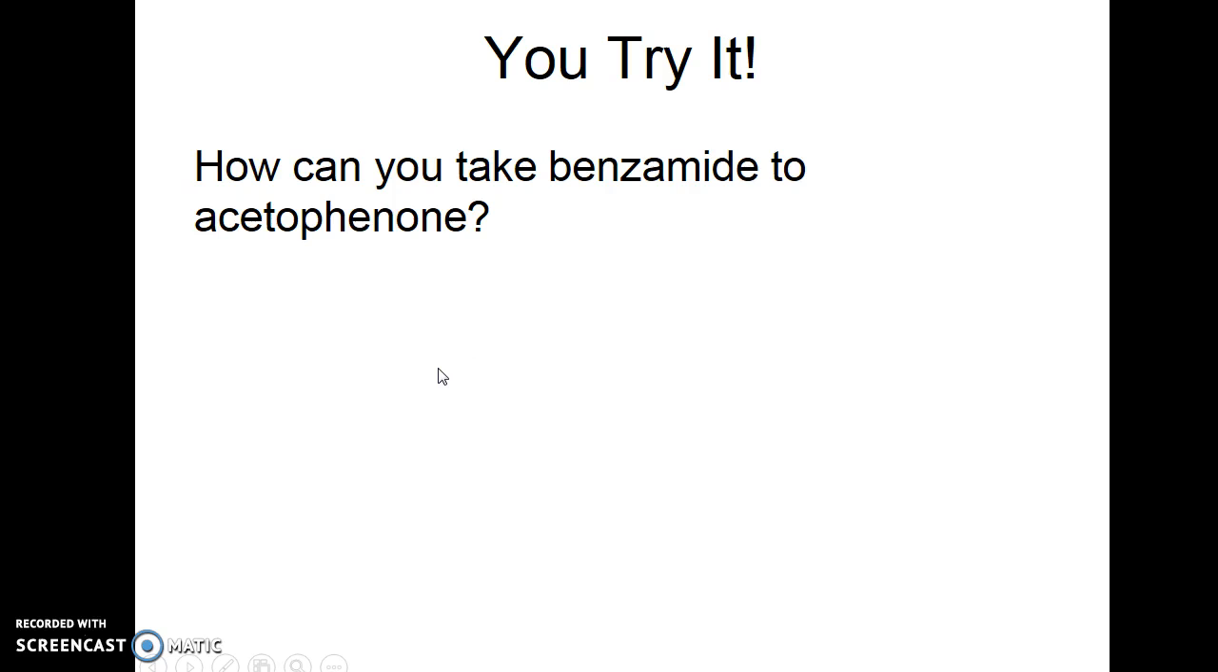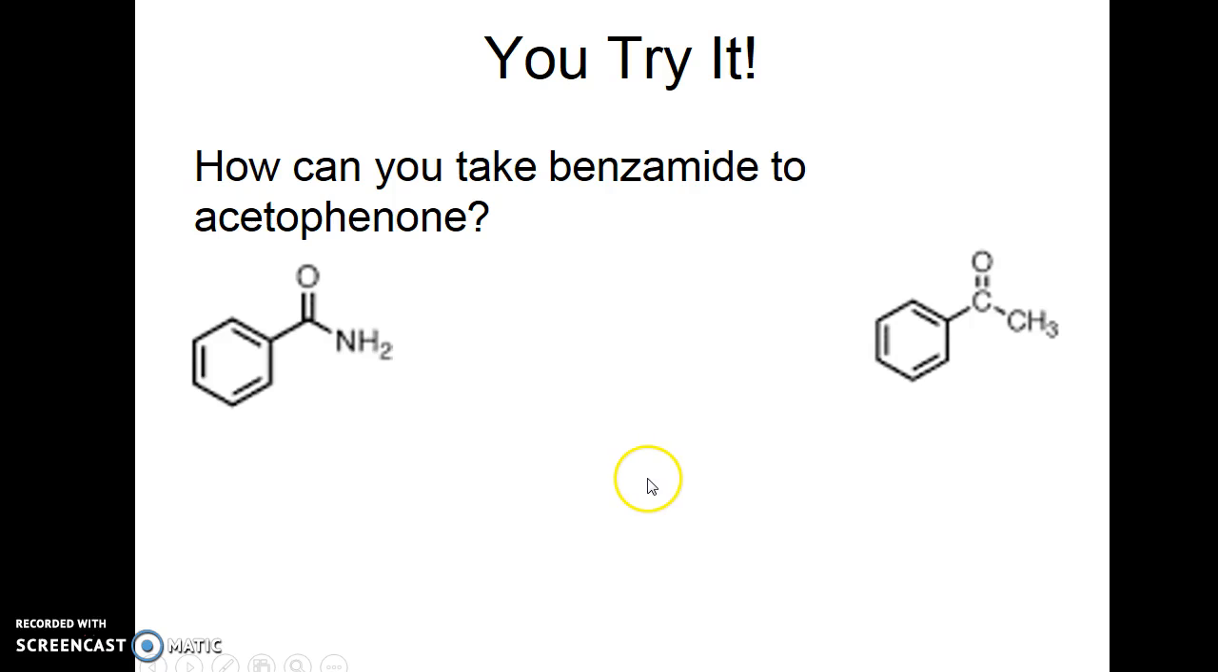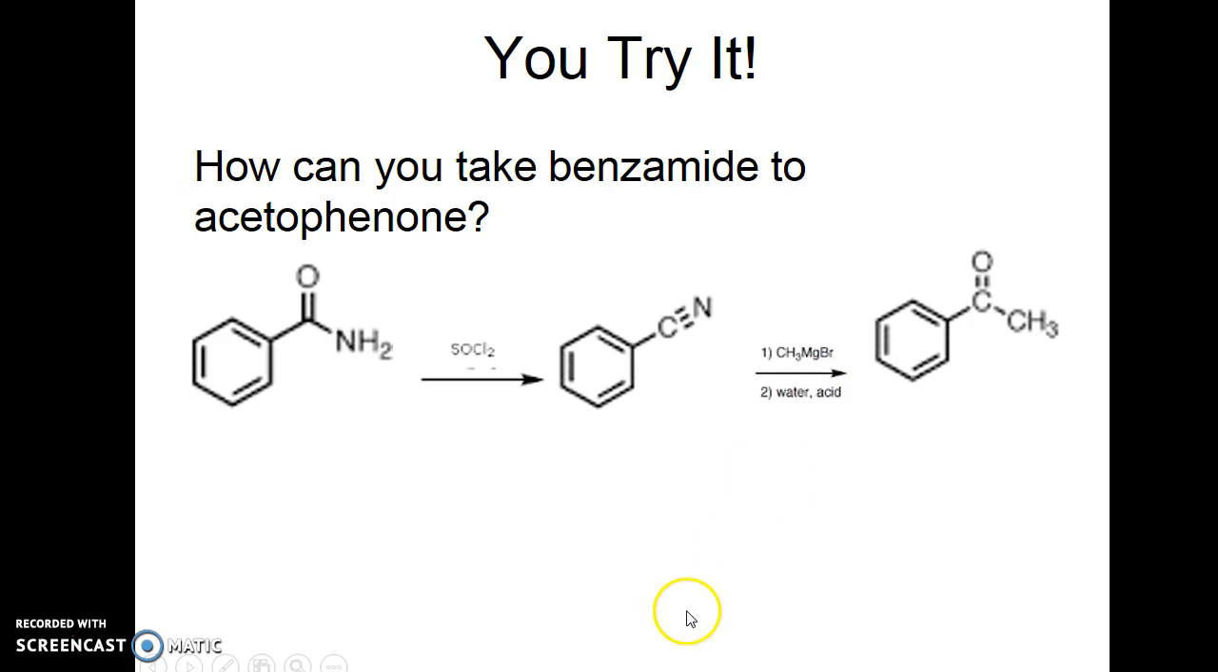Well, let's look. Here's benzamide, and here is acetophenone. How can those be related? Well, if you look, there's one carbon more here, so maybe this came from the nitrile. If that came from the nitrile, how do we go from here to here? Well, we just use thionyl chloride. How do we go from the nitrile to this compound? We use a Grignard reagent.